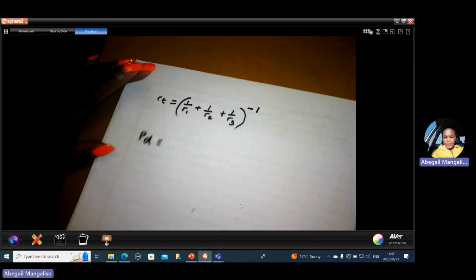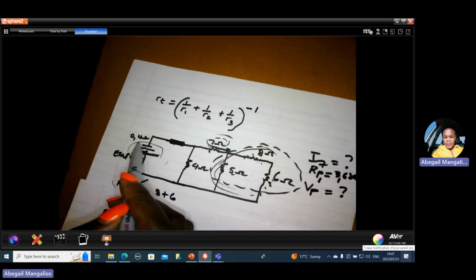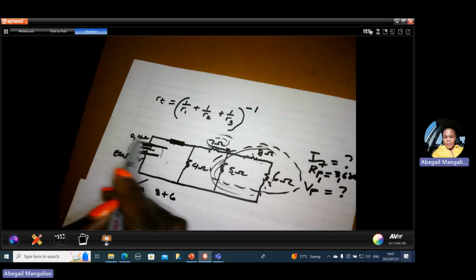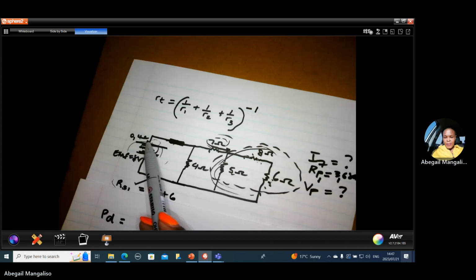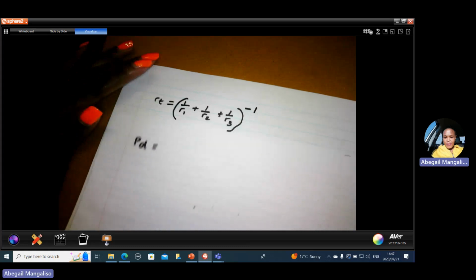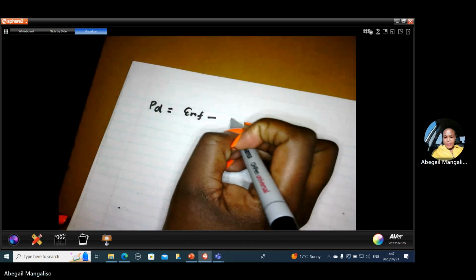Potential difference, PD, will be equal to... this will be the value of potential difference. The potential difference across this battery or this cell will be equal to EMF minus what is lost in the battery. The voltage that is lost in the battery will be current multiplied by this 0.4, because it's lost due to this internal resistance. So potential difference will be equal to EMF minus Ir.